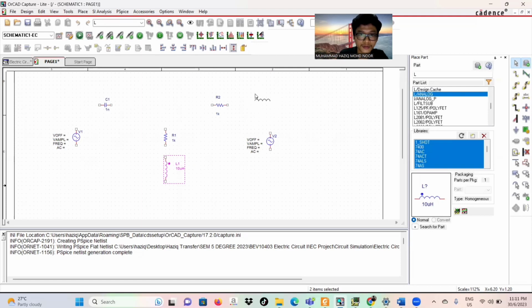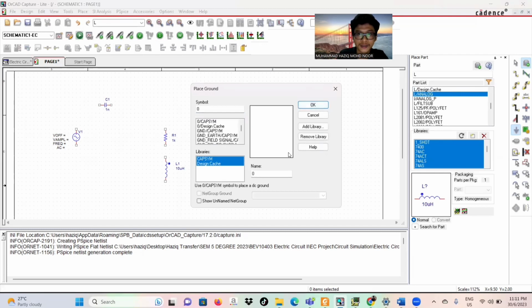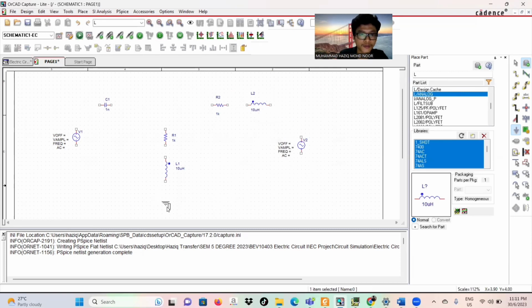Okay. And after that, don't forget to put ground because we are simulating in PSpice. If you don't put ground, the simulation cannot run. So we need to put ground over here.